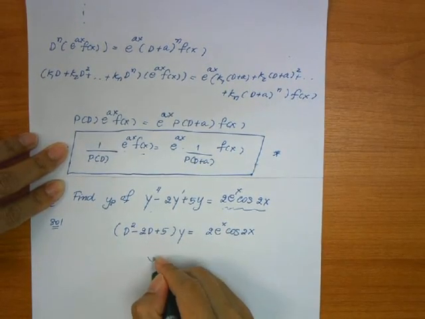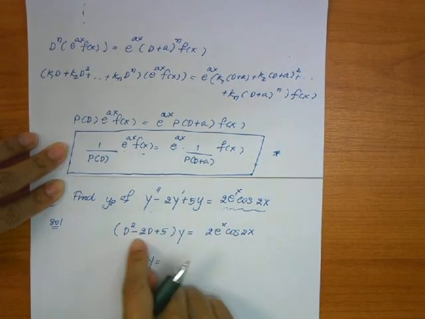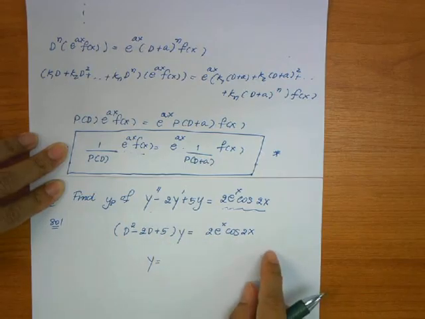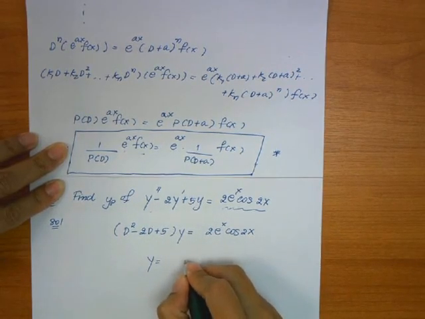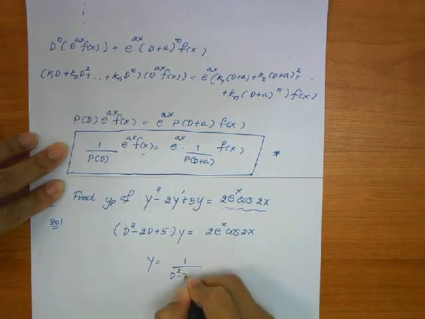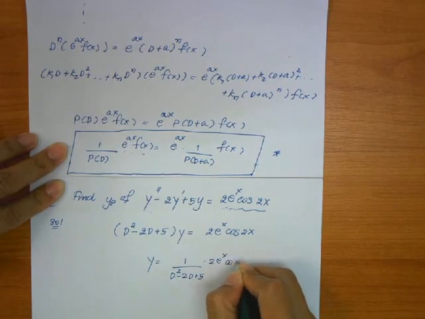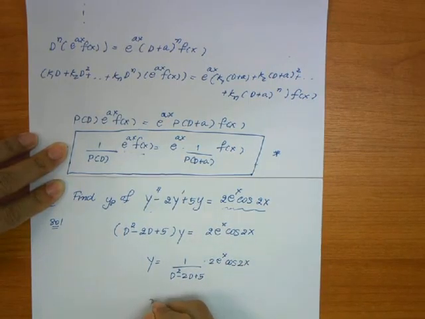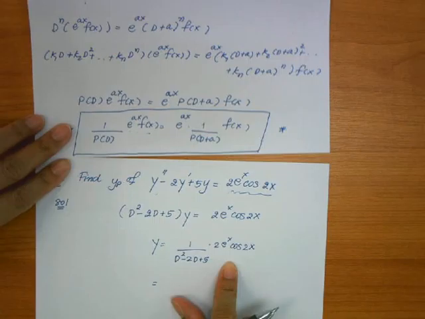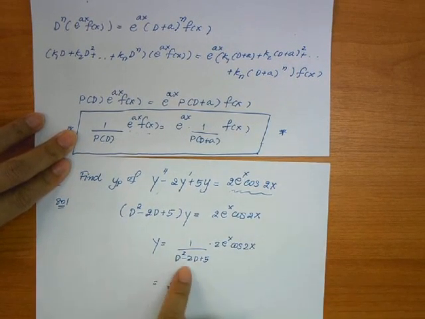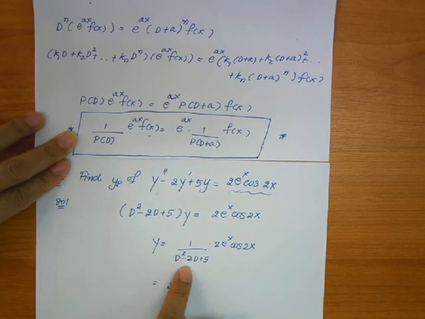And then we move our operator function to the right hand side. We would get 1 over D squared minus 2D plus 5. 2 is a constant. You can take it out from our operator side. Now we are going to use our case 4 to find the solution.